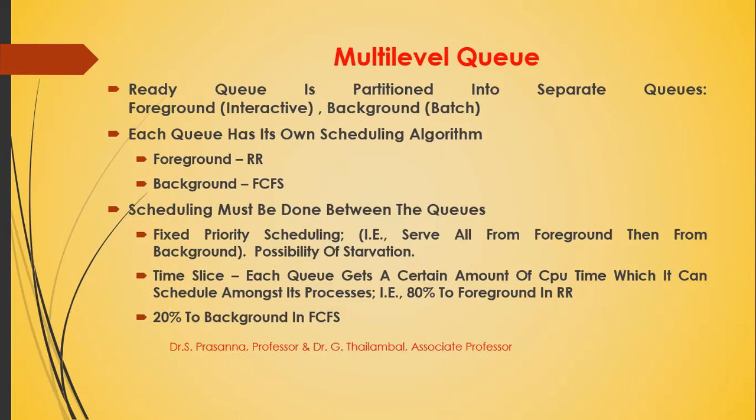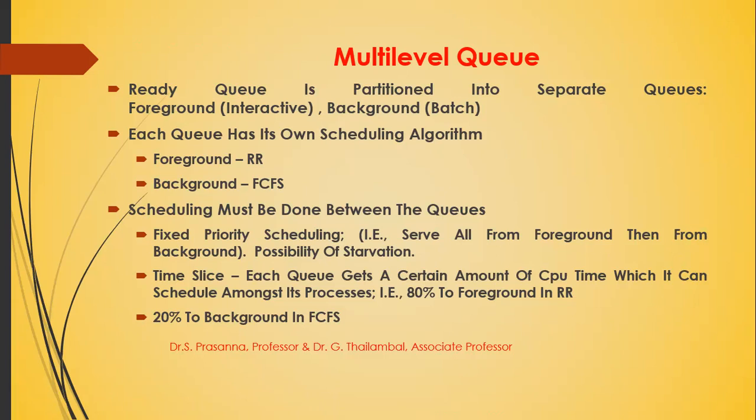It could be fixed priority scheduling, that is serve all from foreground, then from background. As the background process is still waiting, there is some possibility of starvation for the background process. Time slice: each queue gets a certain amount of CPU time, like a round robin. So 80% to foreground and then 20% to background. But the background process uses the first come first served scheduling algorithm type.